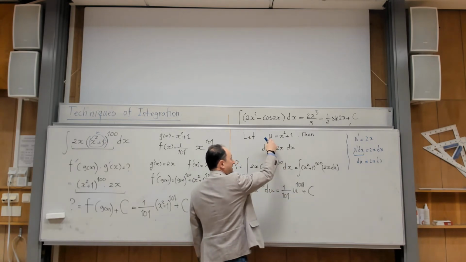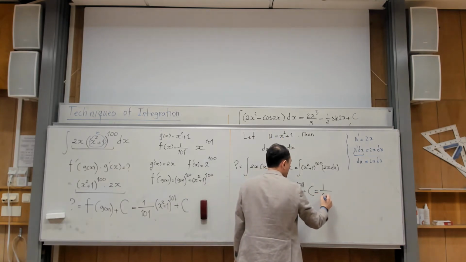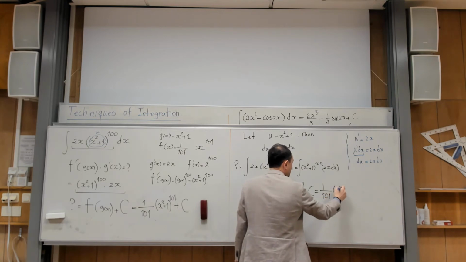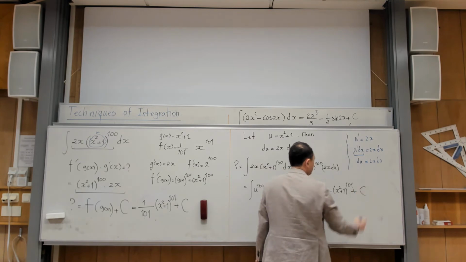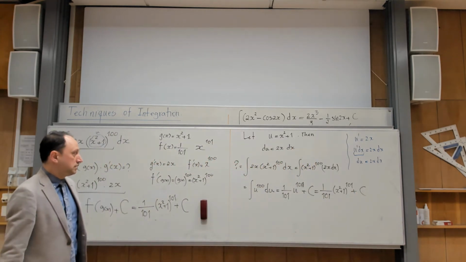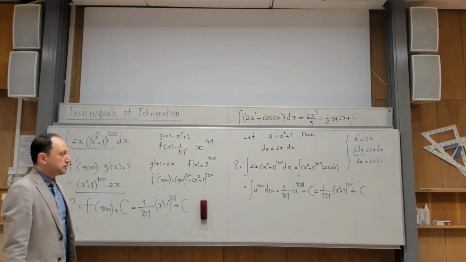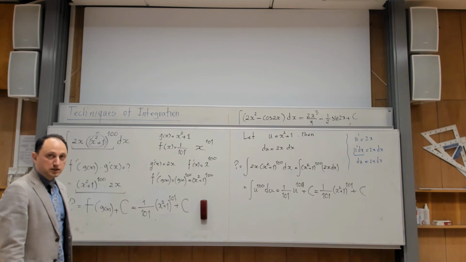So it means that at the end, you have to replace u with x squared plus 1. So it becomes 1 over 101 times x squared plus 1 to the power of 101, and then plus c. Yes. So I want to give you some examples to practice this. I would say this is the most important, but sometimes it is not that easy to detect the pattern.